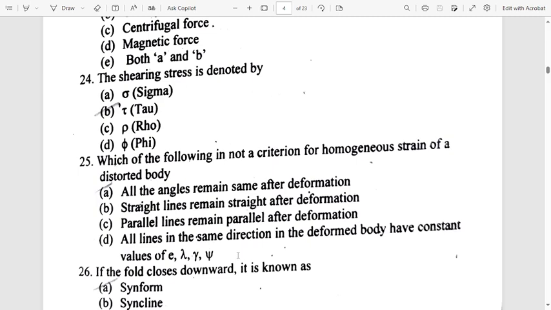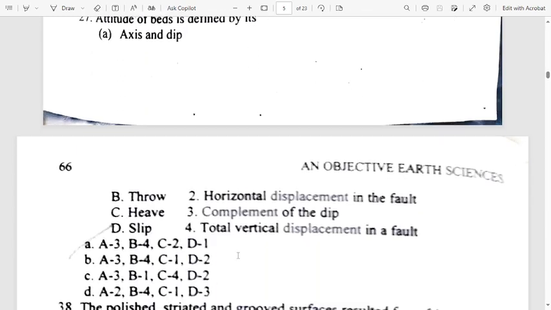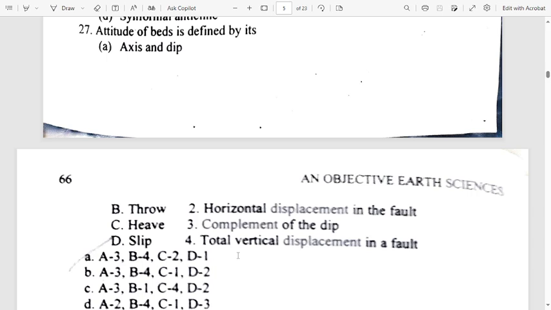Which of the following is not a criterion for homogeneous strain of a distorted body? All the angles remain same after deformation. If the fold closes downward, it is known as synform. Attitude of beds is defined by its strike and dip, and plunge is the complement of the dip. Throw is total vertical displacement in a fault. Heave is the horizontal displacement in the fault.